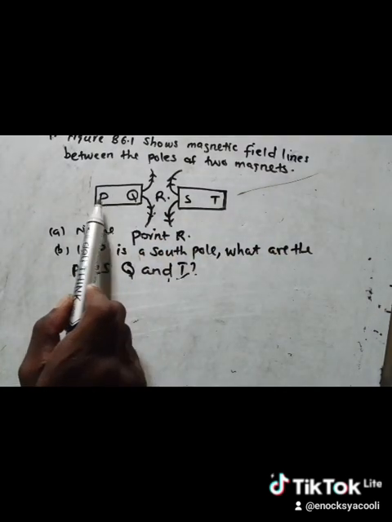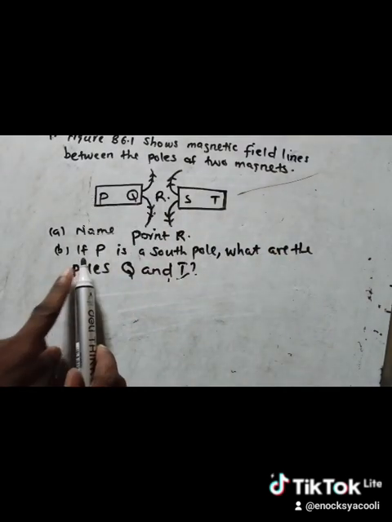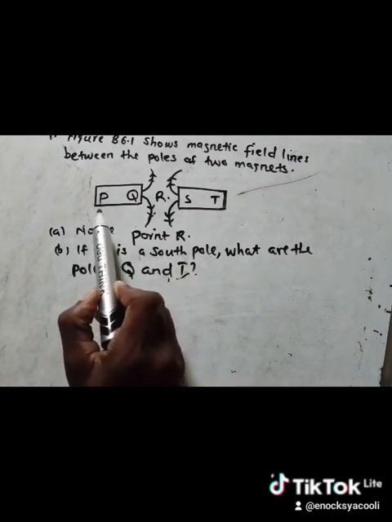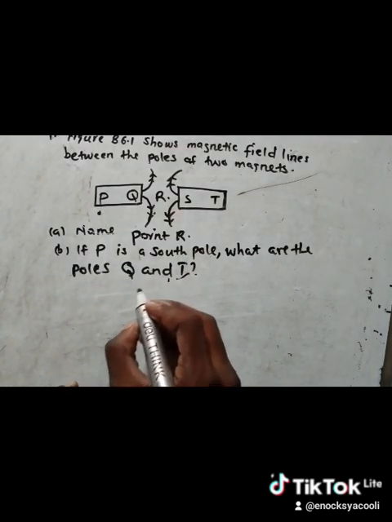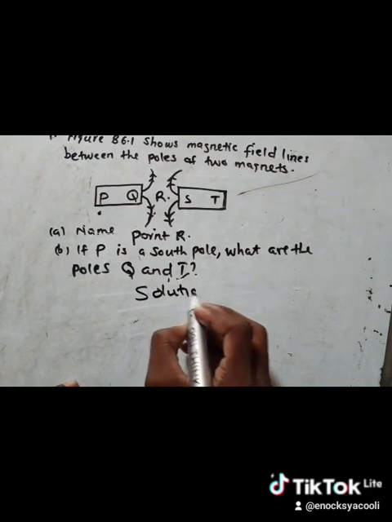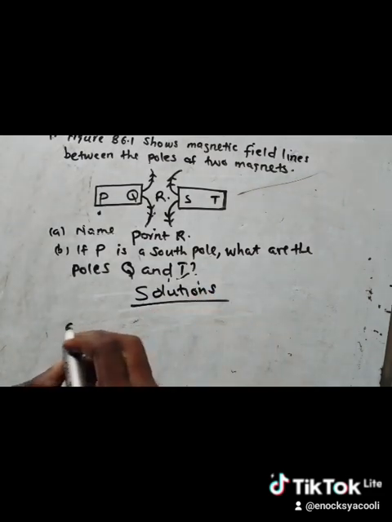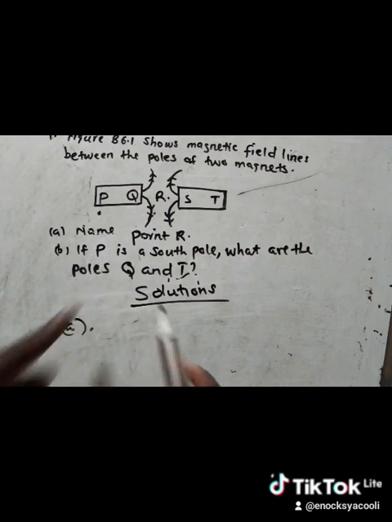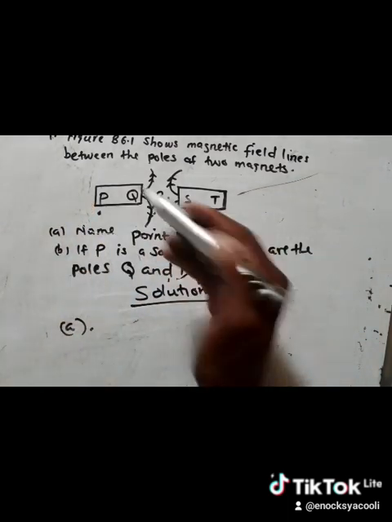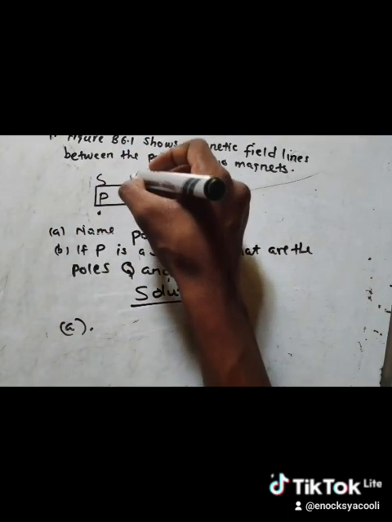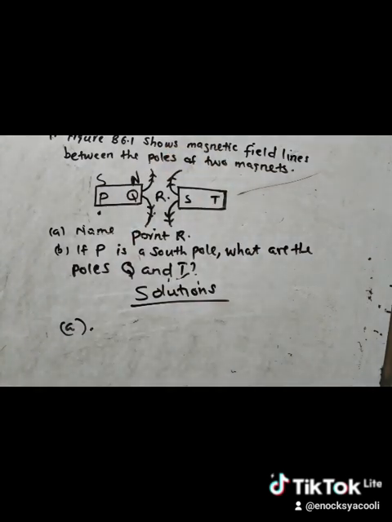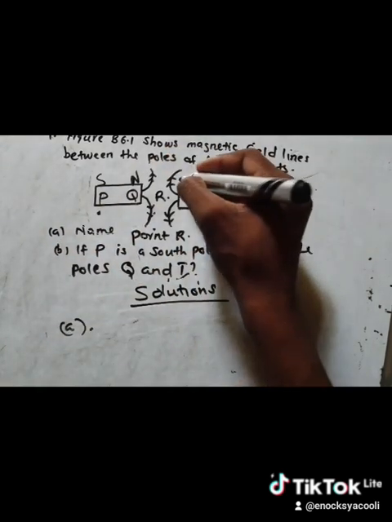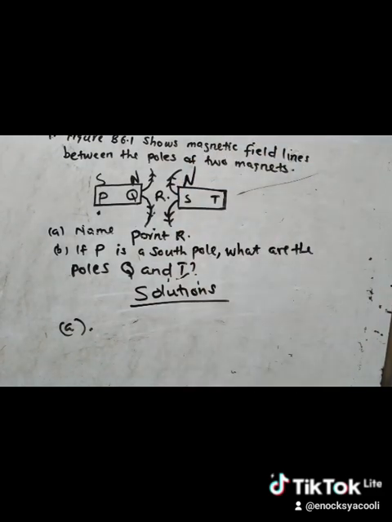So we are seeing this, it is repelling each other. Then they are saying if P is south pole, this is south pole. If this is south pole, meaning this is north pole, and they are repelling each other, meaning this is also what? North pole. This is south. Because north and north cannot attract, but can do what? Can repel.